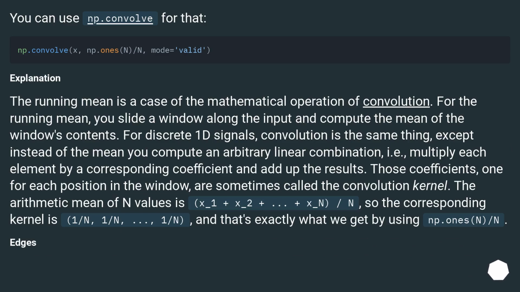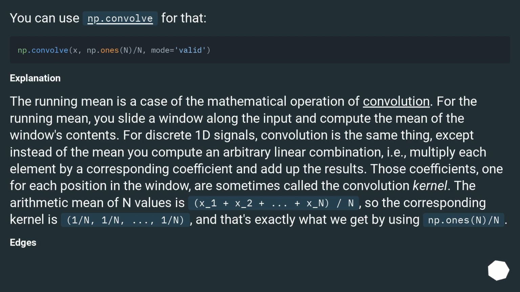Explanation. The running mean is a case of the mathematical operation of convolution. For the running mean, you slide a window along the input and compute the mean of the window's contents. For discrete 1D signals, convolution is the same thing, except instead of the mean you compute an arbitrary linear combination, i.e., multiply each element by a corresponding coefficient and add up the results. Those coefficients, one for each position in the window, are sometimes called the convolution kernel.